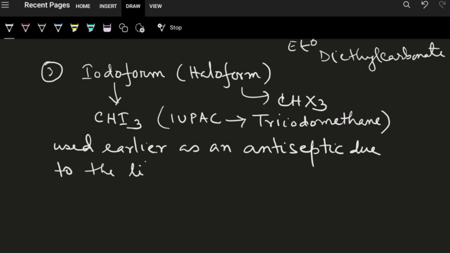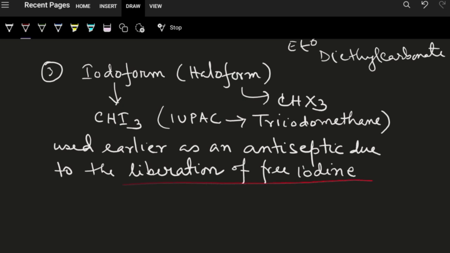So this is one of the 1-mark questions which is asked: justify the antiseptic behavior of iodoform, or why does it show antiseptic behavior? The answer will be: due to the liberation of free iodine. Remember that it is not because of the iodoform. You cannot say iodoform is an antiseptic because of its own property. No, it liberates iodine, and that's why it is acting as an antiseptic.